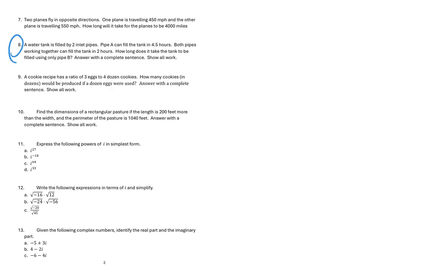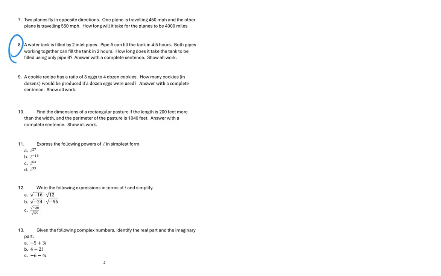Part number 8. A water tank is filled by 2 inlet pipes. Pipe A can fill the tank in 4.5 hours. Both pipes working together can fill the tank in 2 hours. How long does it take the tank to be filled using only pipe B? Answer with a complete sentence. Show all work.